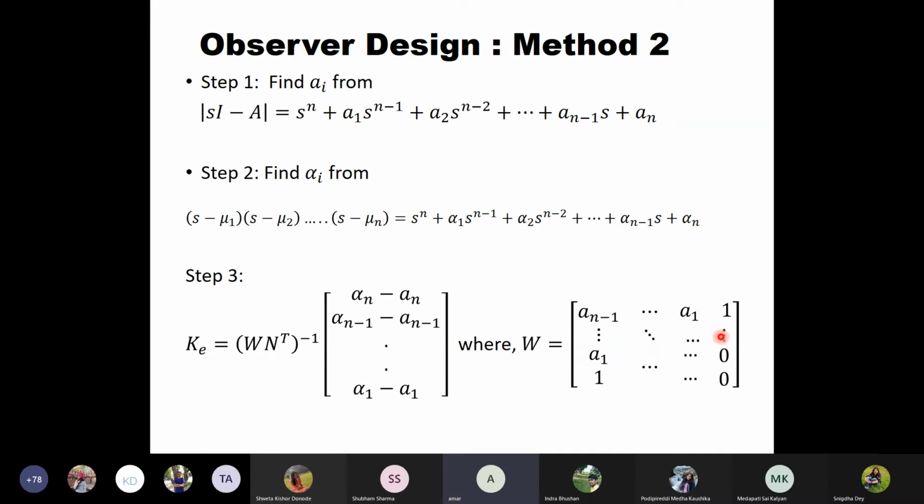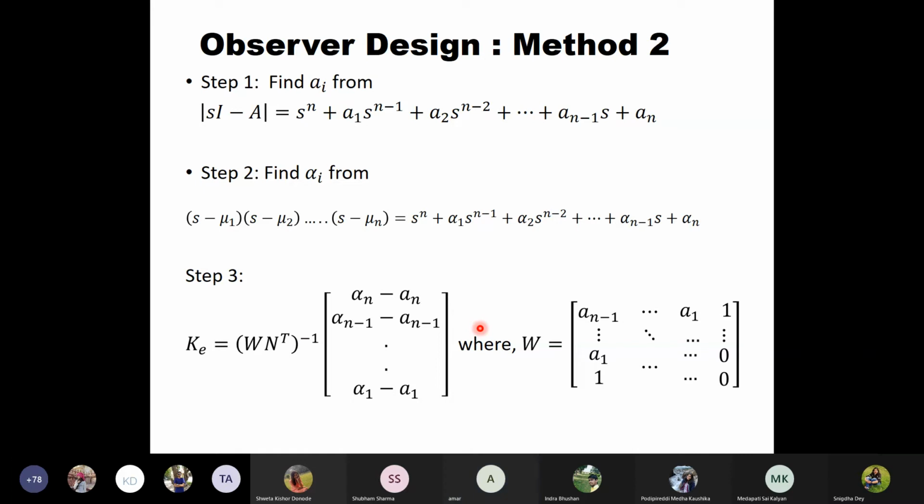Okay. And here basically it will be 0. So we will have here basically AN minus 2, AN minus 3. So this element will be AN. So AN minus 1, AN minus 2, AN minus 1, AN minus 2. So this element will be AN minus 3. And this way it will move on. Okay. So once we construct the W, we know the NT, we know the alpha i's and AI's, we can find out the Ke. So this method 2 is basically nothing but called the Bass-Gura method.